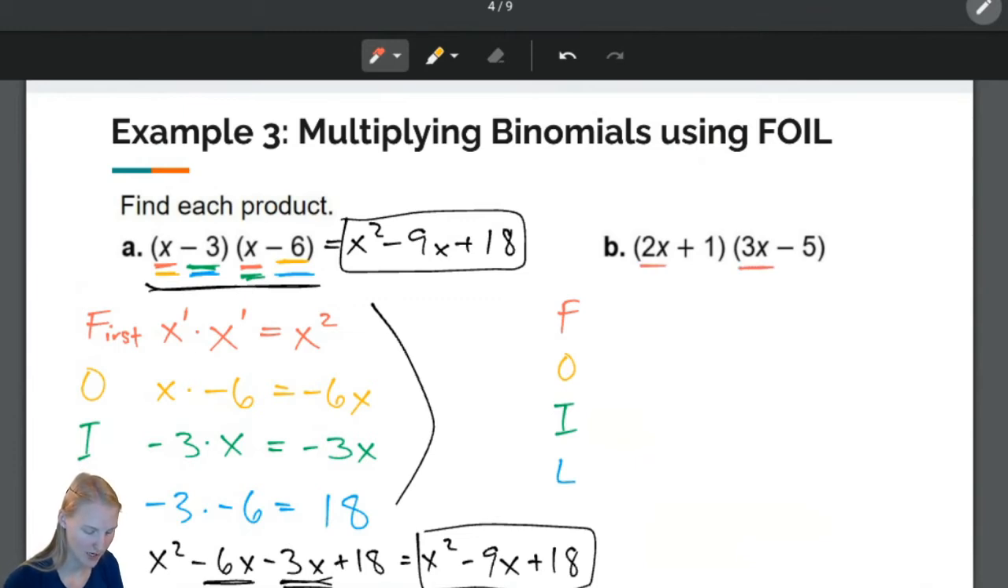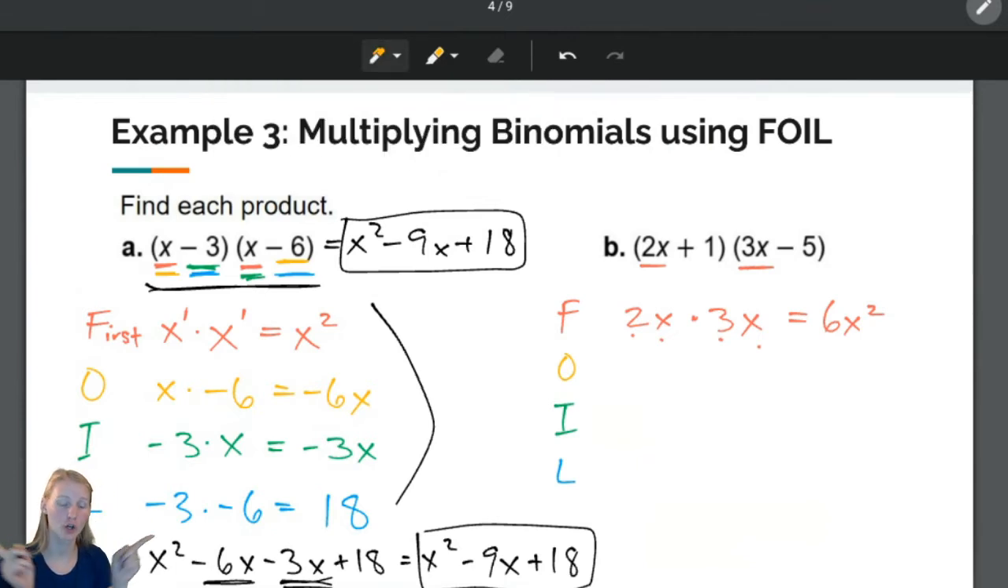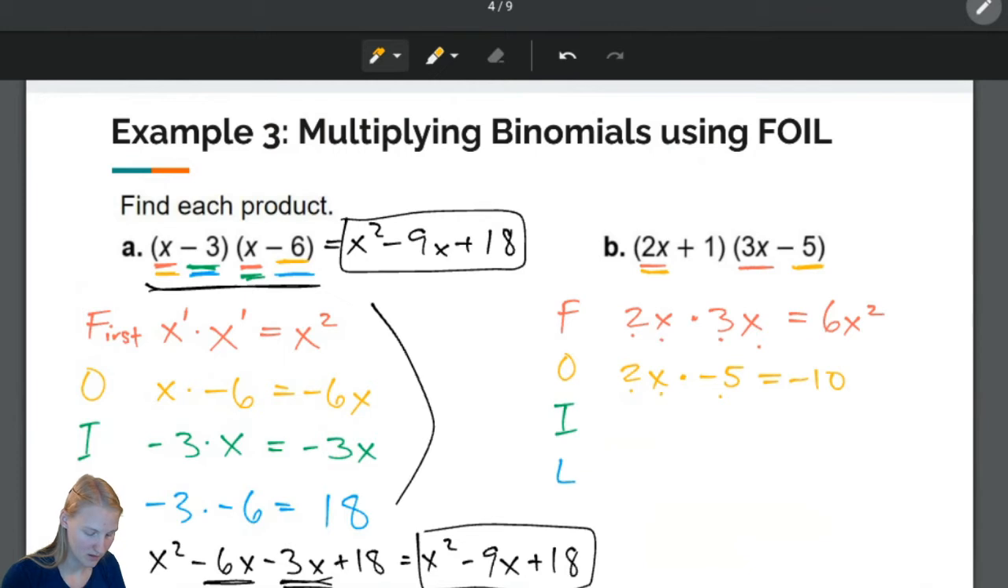terms are 2x and 3x. So I have 2x times 3x. 2 times 3 is 6, and x times x is x squared. So 2x times 3x is 6x squared. Next, I'm going to look at my outer terms, and that is 2x and negative 5. So 2x times negative 5. 2 times negative 5 is negative 10 times x. So negative 10x.